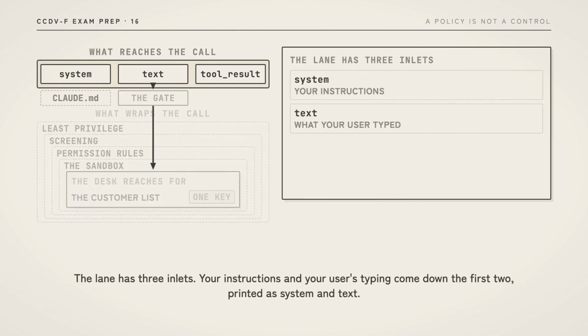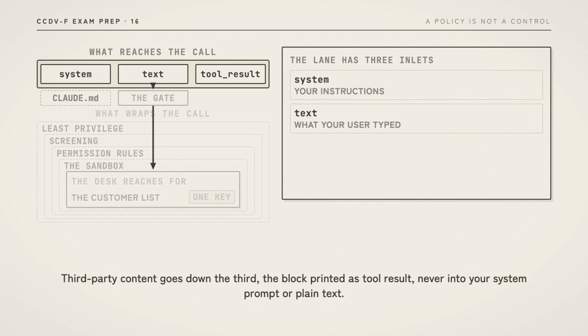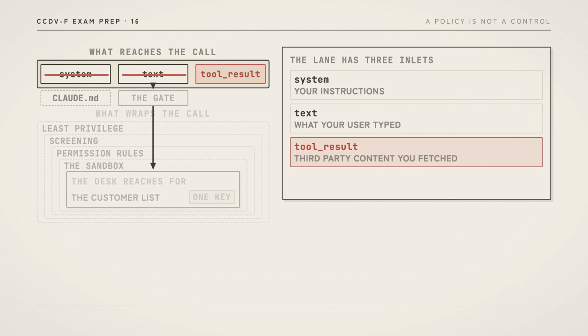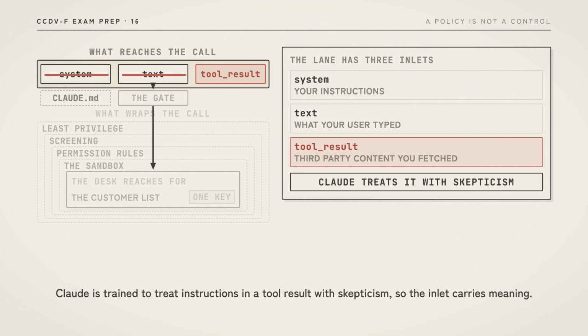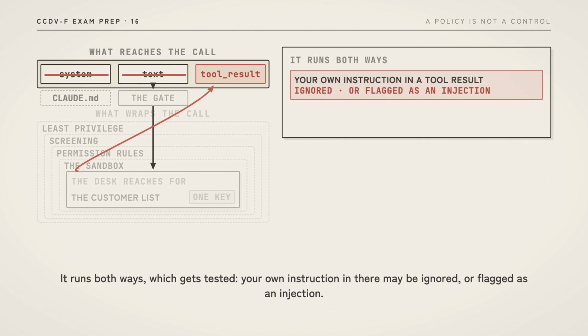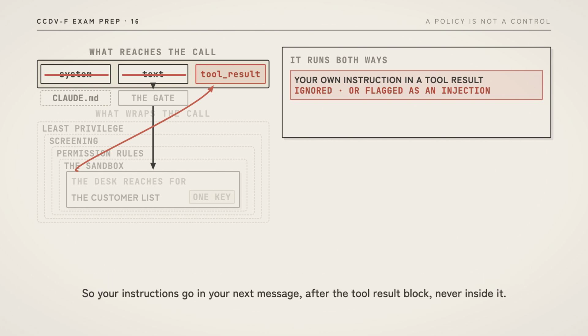The lane has 3 inlets. Your instructions and your user's typing come down the first 2, printed as system and text. Third-party content goes down the third, the block printed as tool result, never into your system prompt or plain text. Claude is trained to treat instructions in a tool result with skepticism, so the inlet carries meaning. It runs both ways, which gets tested. Your own instruction in there may be ignored or flagged as an injection. So your instructions go in your next message after the tool result block, never inside it.